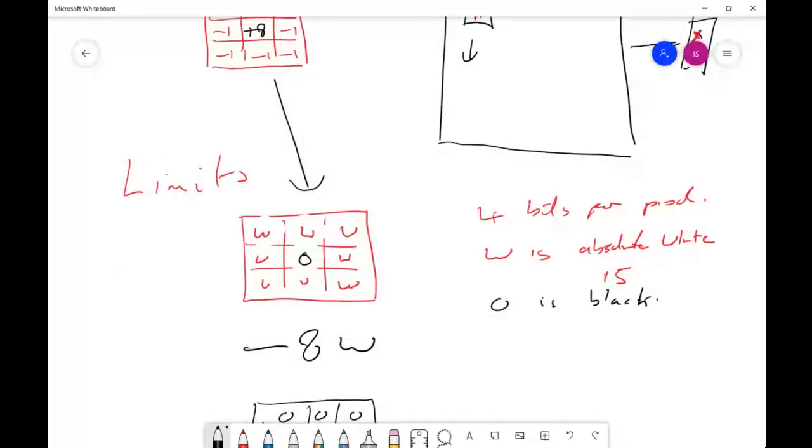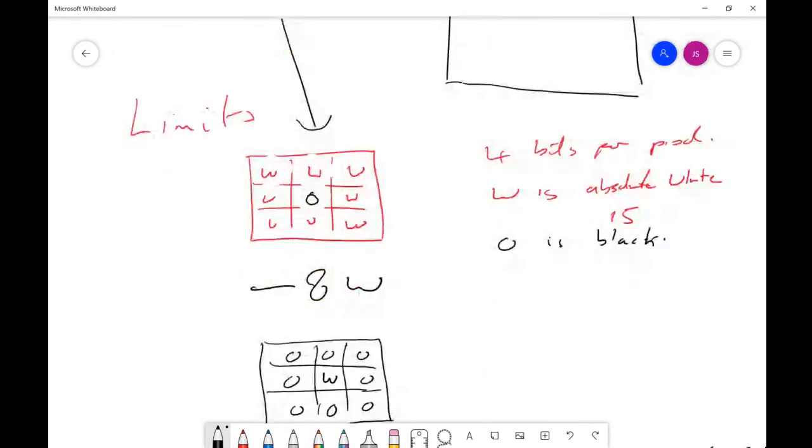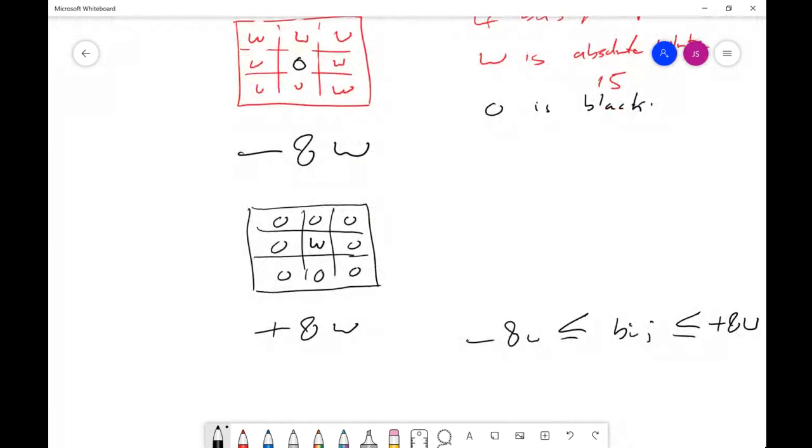Now, the original image is black to white. It's a grey level image, 8 bits for a standard image, 4 bits for an exam question. This, however, will now give a range of minus 8W to plus 8W. We need a range 0 to W.